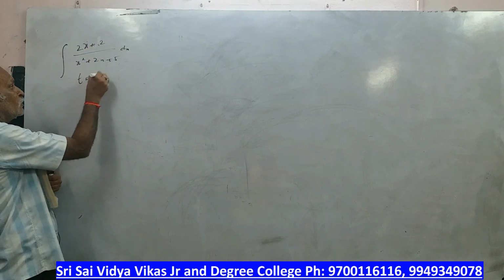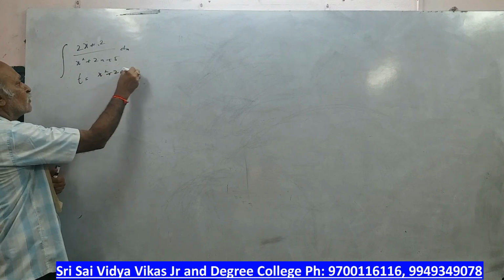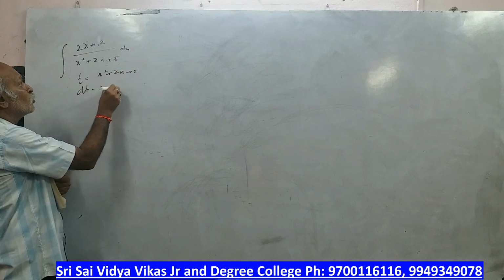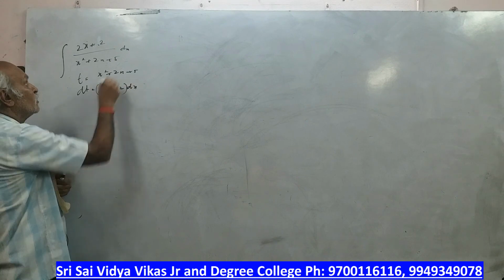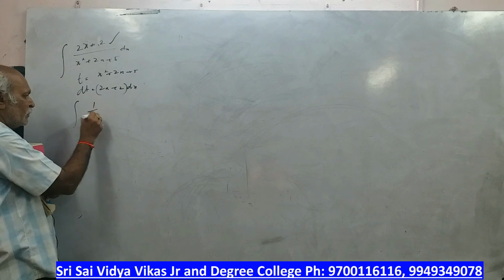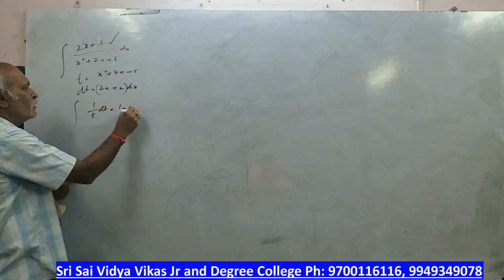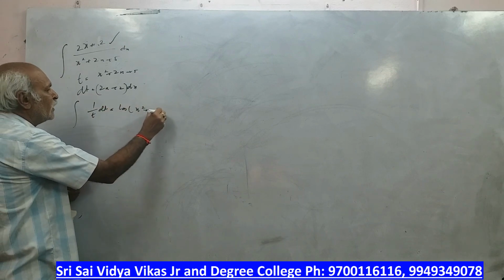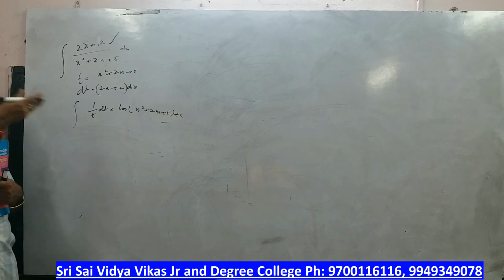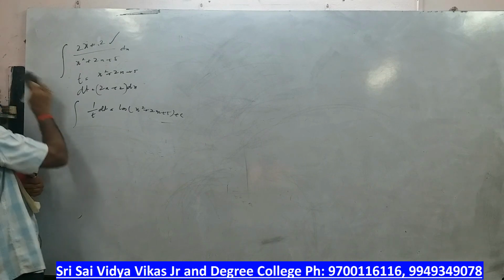Now look at here, 2x plus 2 by x square plus 2x plus 5. I will put t is equal to x square plus 2x plus 5. What is the derivative? 2x plus 2 dx, which is there in the numerator. So directly what will happen? 1 by t dt, which is log of x square plus 2x plus 5. So what is happening here? The derivative is there in the numerator. This is one concept, but actually the problem will not be like this, sir.